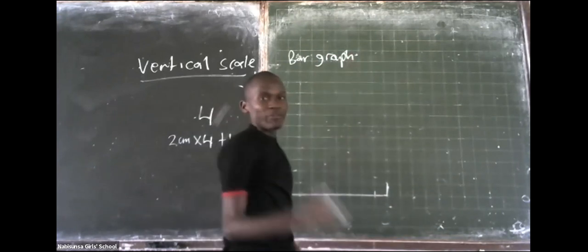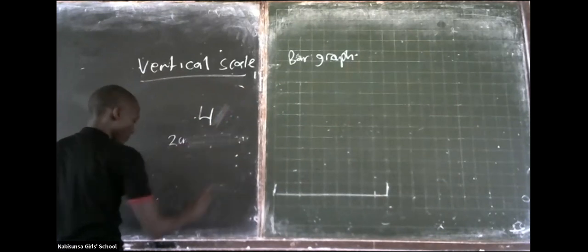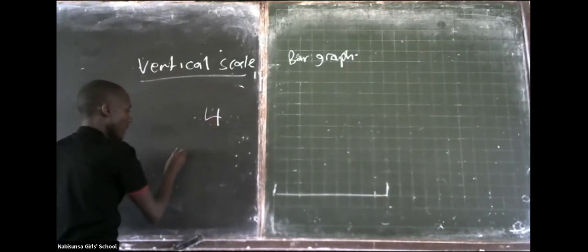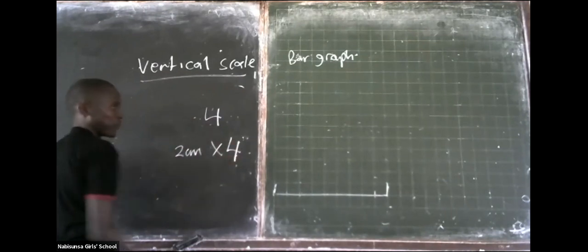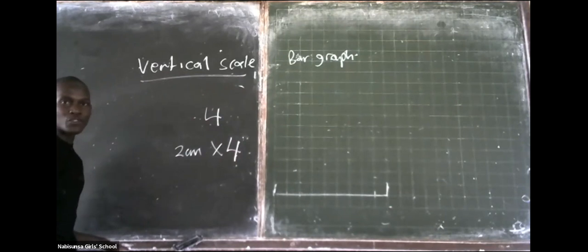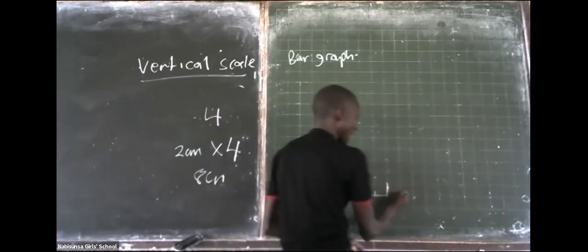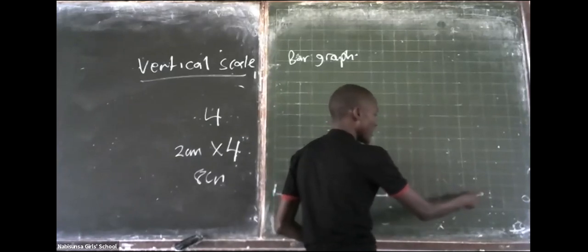So when I'm drawing for the line graph, what's the formula? For the line graph, what is the formula? We are still using items: 2 centimeters times the number of items. So how many centimeters am I going to use? 8 centimeters. So I count here: 1, 2, 3, 4, 5, 6, 7, 8.